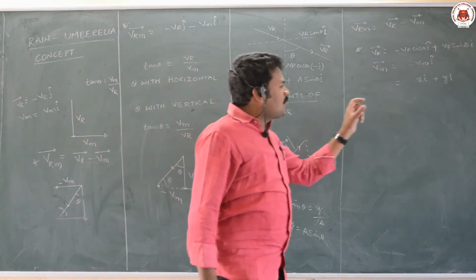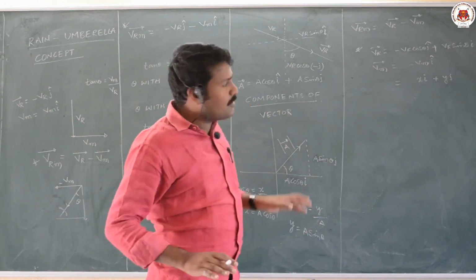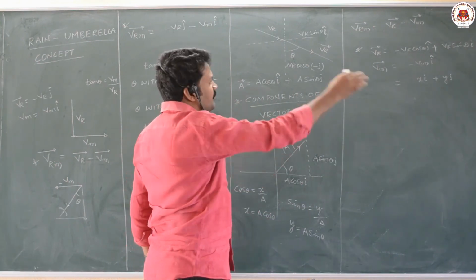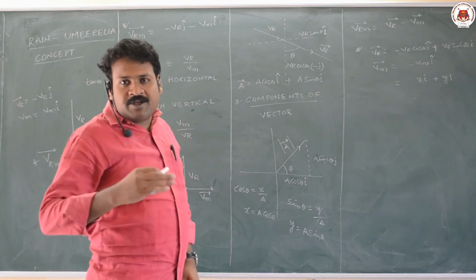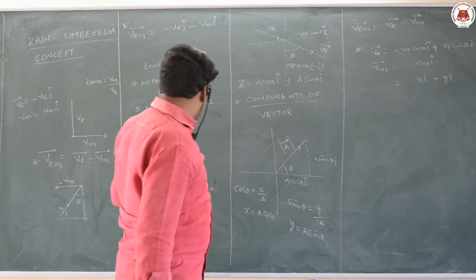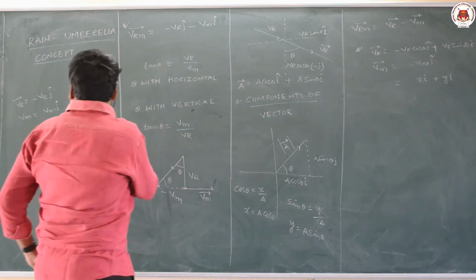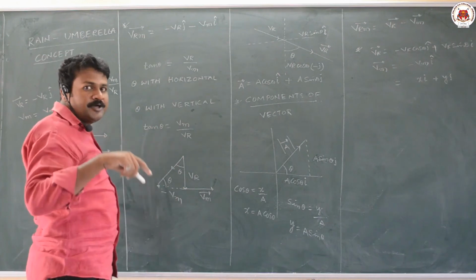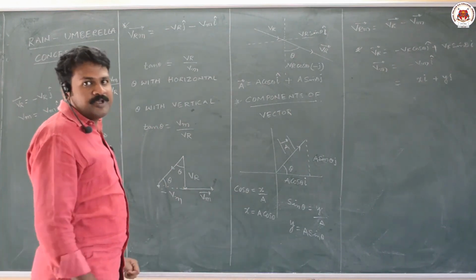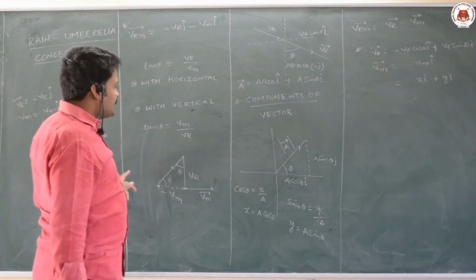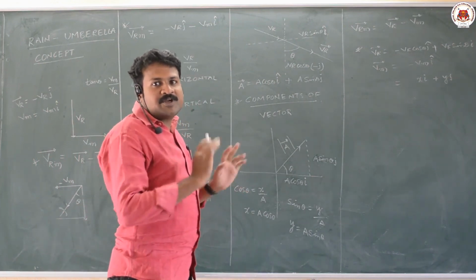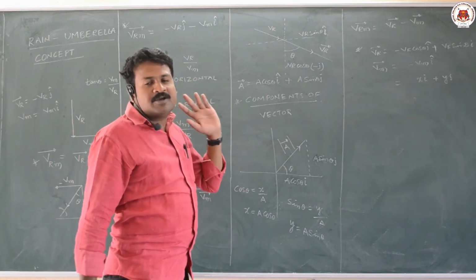So like this you can calculate problems, any type of question, whatever may be the model or the level of the question, by using the rain umbrella concept you can solve. The first case, case 1 that we discussed, is rain falling vertically down, person moving forward. In what direction does he have to hold the umbrella? Next case, rain is falling at a certain angle, person is running forward. In what direction can he hold the umbrella?